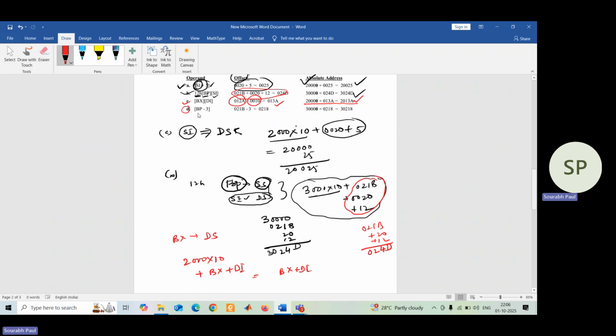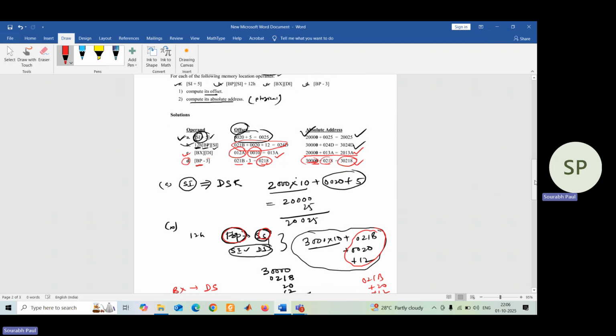BP minus 3. Now if BP is there, just a few minutes before I told you, it should be the stack segment, and the stack segment value is 3000. It has to be multiplied by 10 plus this offset value BP minus 3. So BP is 021B and minus 3 you need to do, and this is the offset value that has to be added with 3000, and this result is nothing but this one. So hopefully all of you have understood how to calculate the physical address for such kind of problems.